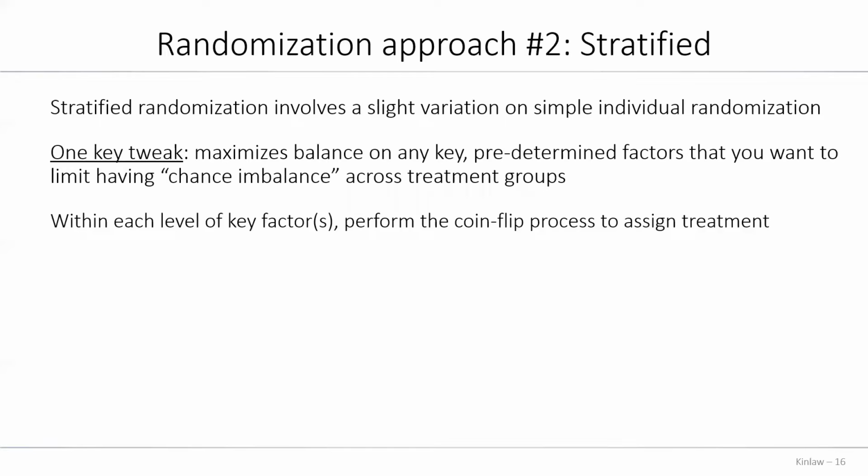The second randomization approach is called stratified randomization. This is just a slight variation on simple individual randomization. When you're really concerned about having a potentially small sample size in your trial, and you want to make sure that you don't overlook some key factors, you can subset your trial population by those key factors and then perform a randomization process on each of those groups separately.